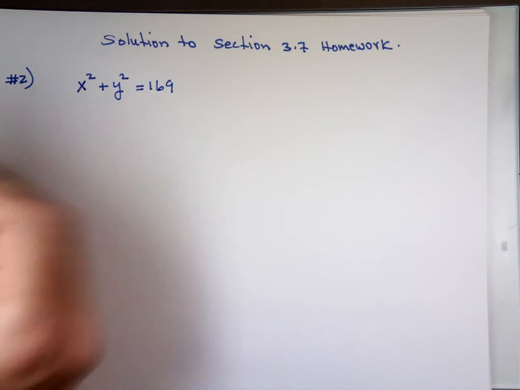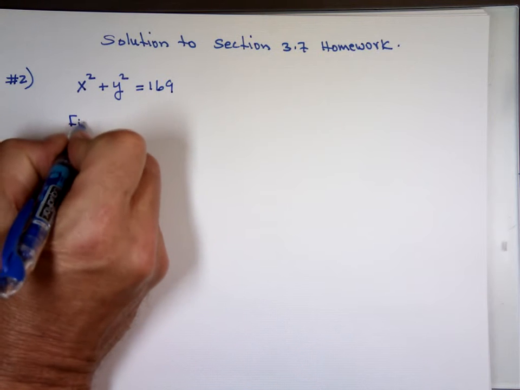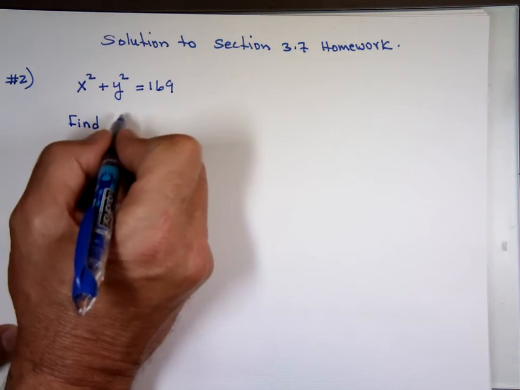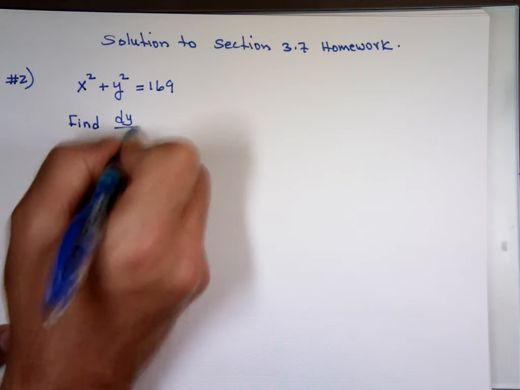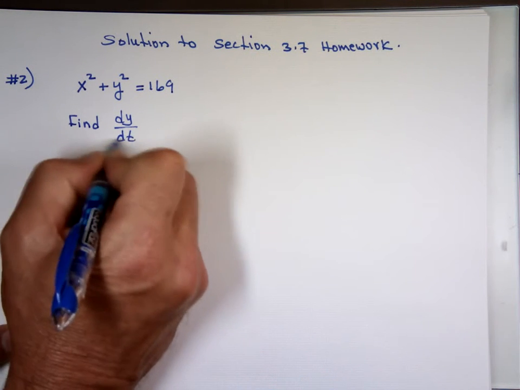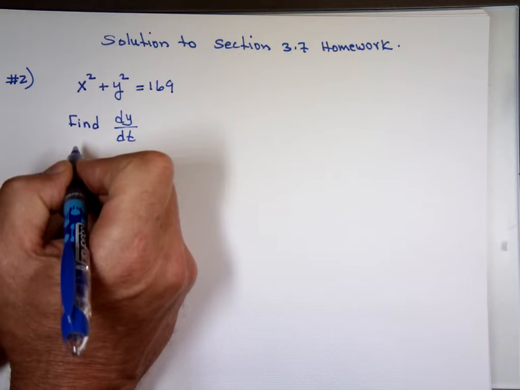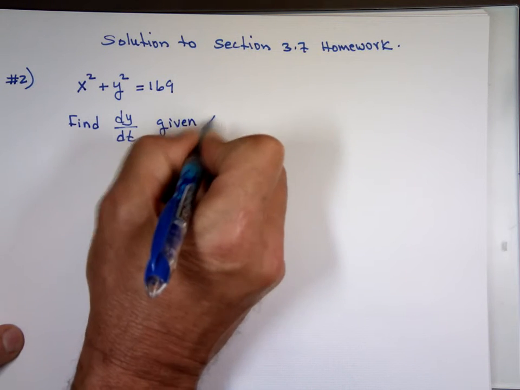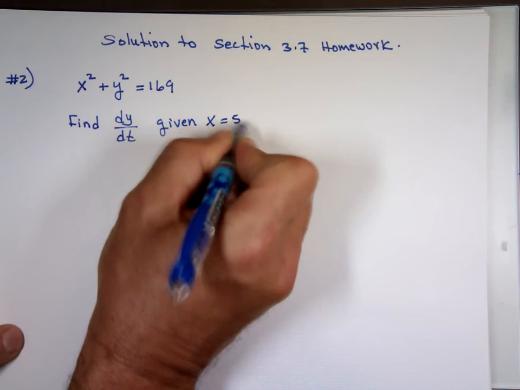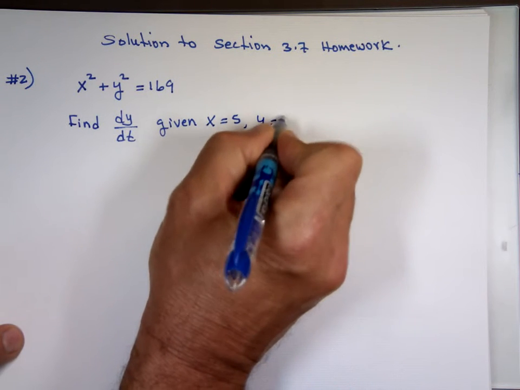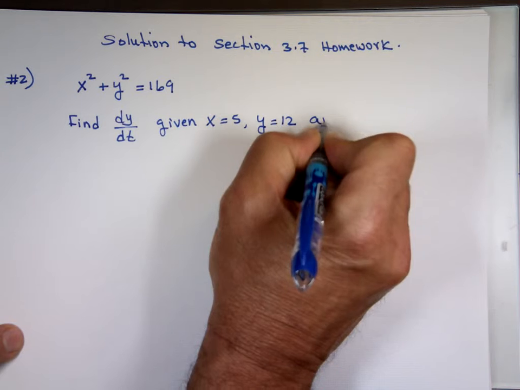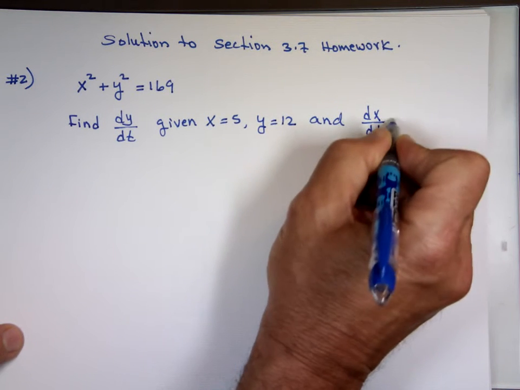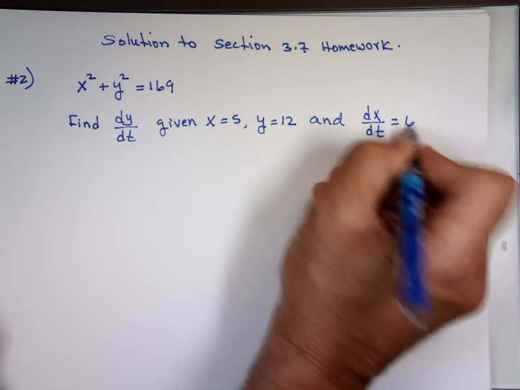Given that equation, it says find dy/dt. Notice the derivative is with respect to what? dt. See, in the bottom, dt? Given that x equals 5, y equals 12, and dx/dt is equal to 6.